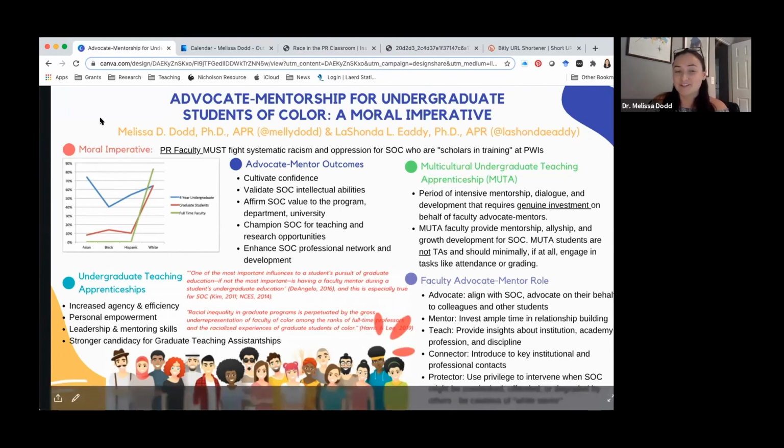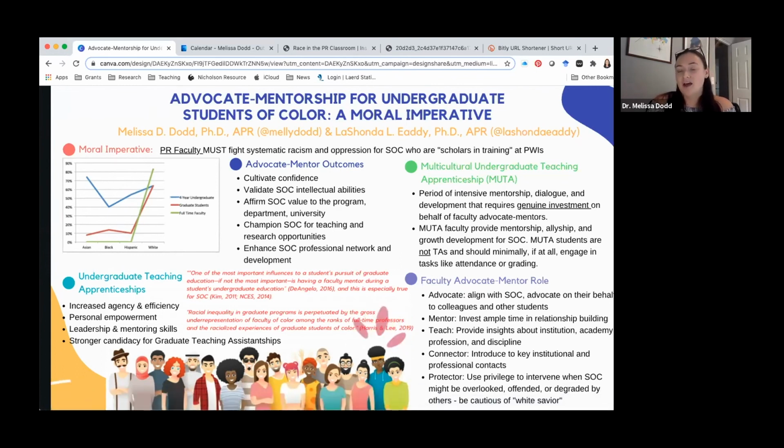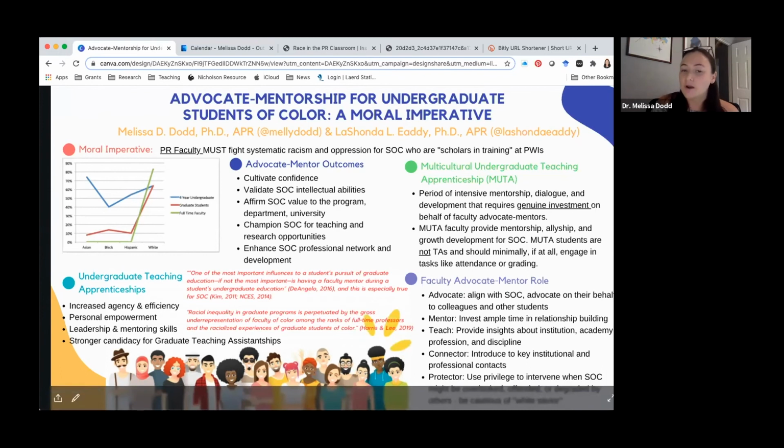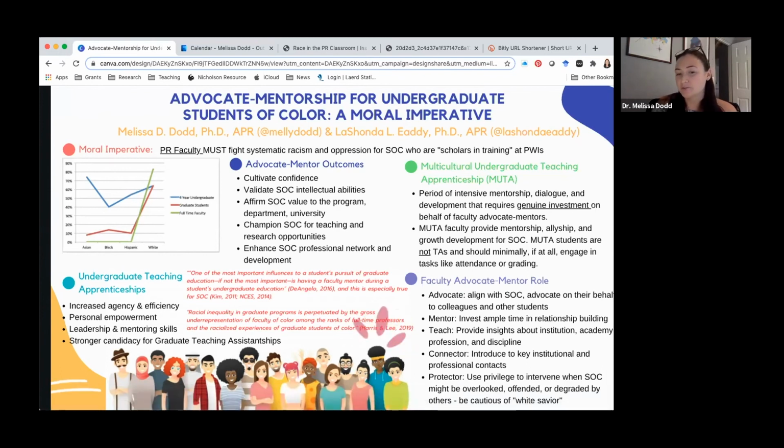I want to turn this over to LaShonda, my wonderful collaborator, to tell you a bit about the specifics of the MUTA program. But briefly, I just would like to note the quotes in the middle here. One of the most important influences to a student's pursuit of graduate education, if not the most important, is having a faculty mentor during a student's undergraduate education.